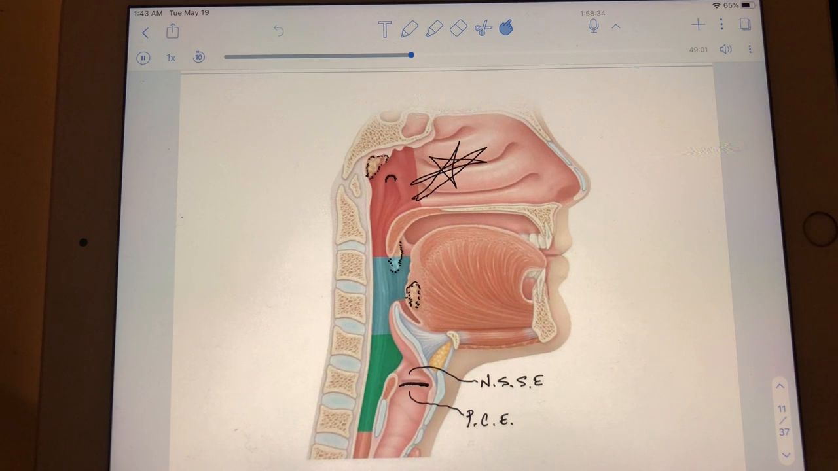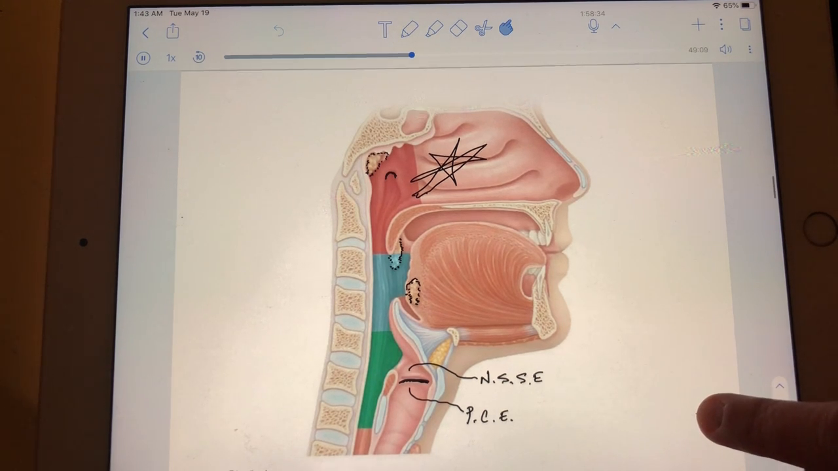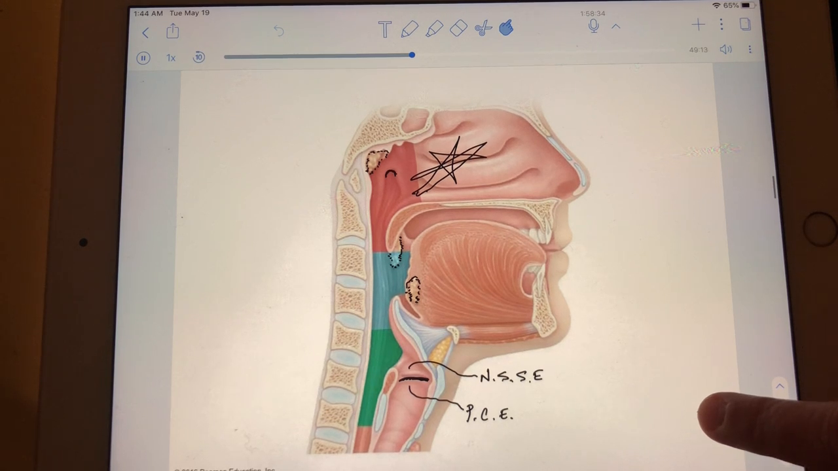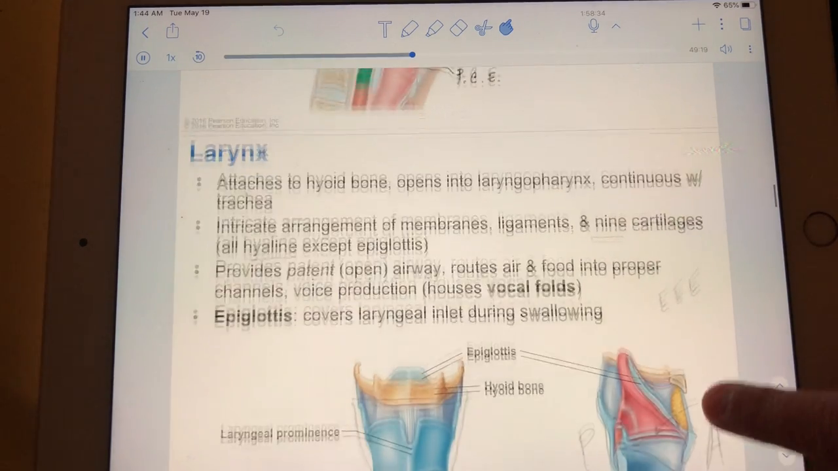Anyway, it's really nice to have a copy of this without labels so that you can practice labeling not just the different features, but also the different tissues. And I highly recommend color coding just for your own good.